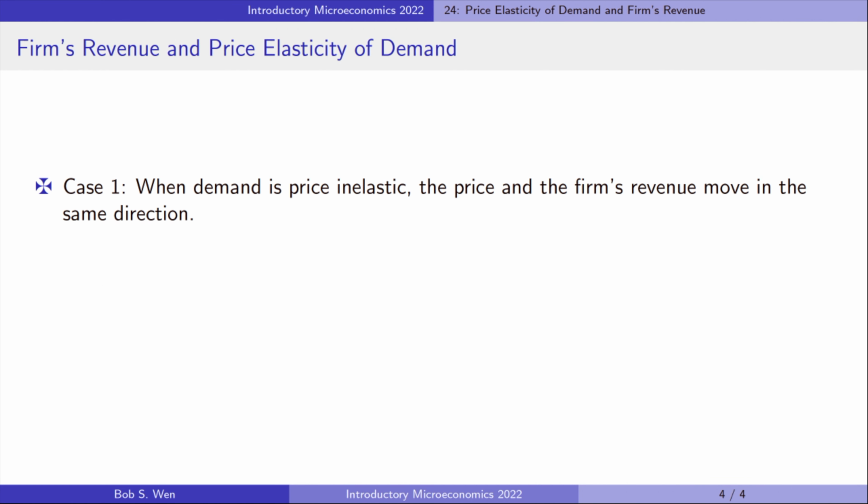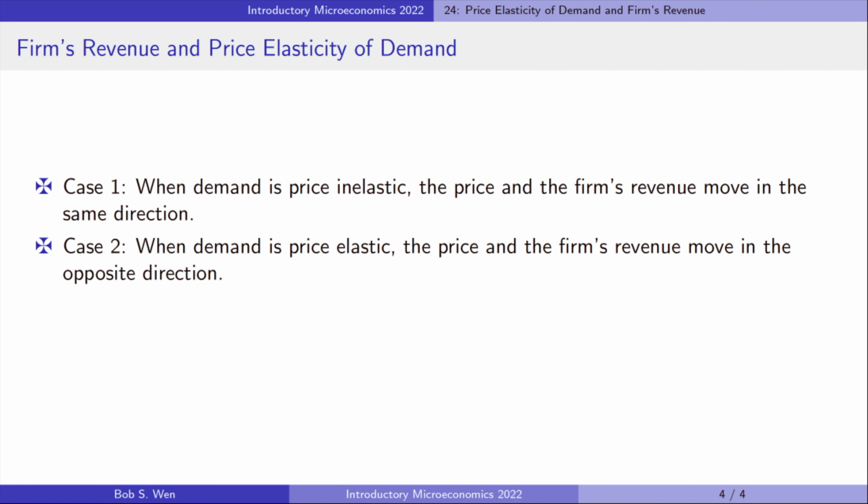Today's video shows that when demand is price inelastic, that is, the price elasticity is less than 1, the price and the firm's revenue move in the same direction. If the price increases, total revenue also increases. When demand is price elastic, that is, the price elasticity is greater than 1, the price and the firm's revenue move in the opposite direction. If the price increases, total revenue decreases.